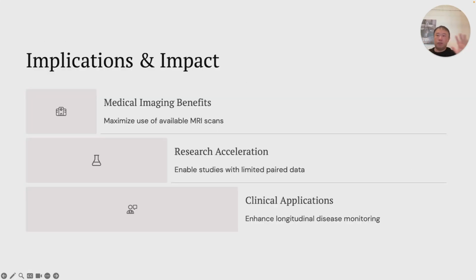Okay, so we're almost done with the implication and impact of this work. We have some interesting impact on medical imaging analysis. Now we can maximize the use of available MRI scans. We don't have to limit ourselves to the ones that have longitudinal visits. We can actually use the whole data set, even single scans. Because of this data benefit, we can accelerate and enable research studies that really require paired data, and we hopefully can enhance longitudinal disease monitoring in some clinical applications.